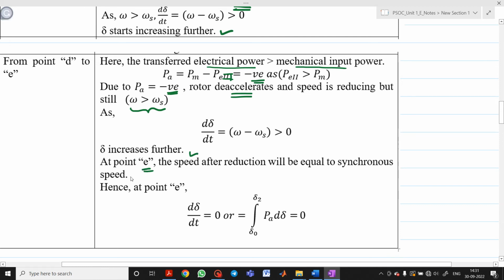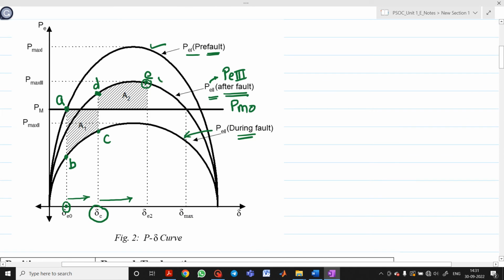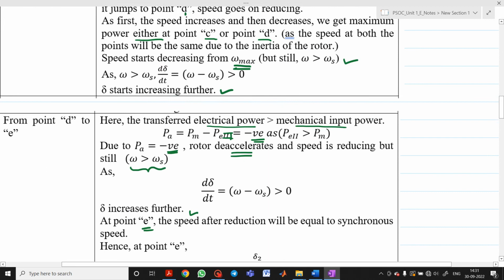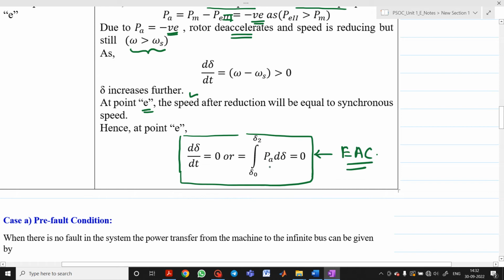At point E, which is shown in the graph, the speed omega will become exactly equal to the synchronous speed. So the rate of change of load angle delta with respect to time will be 0. This is your equation of the equal area criterion: the net area under the curve will be equal to 0.